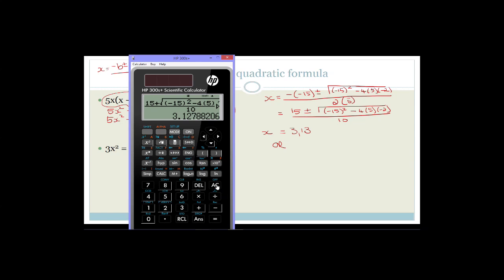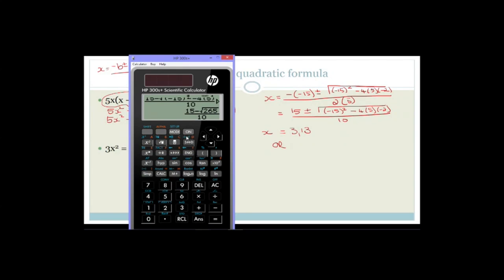Okay, so let's clear again. So we do fraction and we go 15 minus, okay, minus the square root of, and we go bracket minus 15 close bracket squared minus 4 minus 4 open bracket 5 minus 2 close bracket all over 10, move it all the way to the end and go equals. So you can see that now it's 15 minus the square root of 265 over 10, which we were expecting for the simple reason that we were going 15 plus the square root and 15 minus.